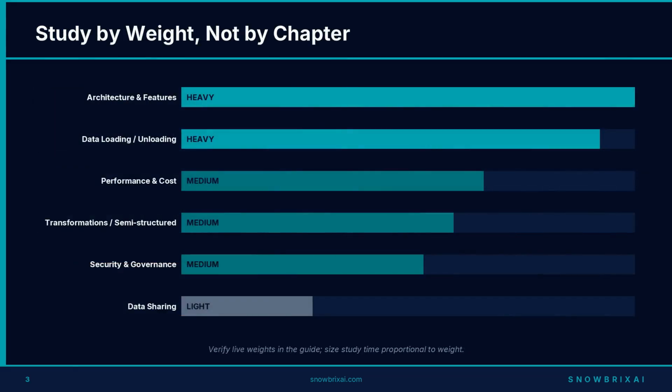Now for the single most valuable idea in this whole lesson. Study by weight, not by chapter. The exam does not weight every domain equally. Architecture and data loading carry the most points by a wide margin. So your study hours should follow that same shape. If a domain is worth 25%, it gets roughly a quarter of your time. Do not put days into a light domain just because you find it interesting. Pull the exact percentages from the current guide. Then size your study time directly to those numbers. That one move is how people pass in 4 weeks instead of 12.